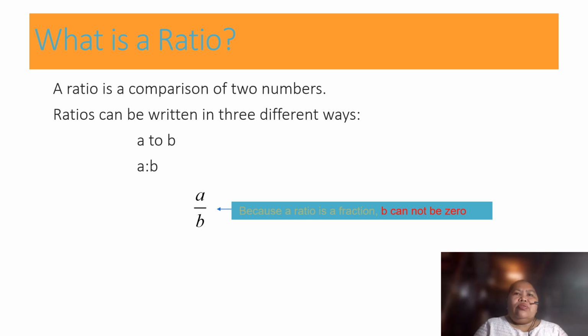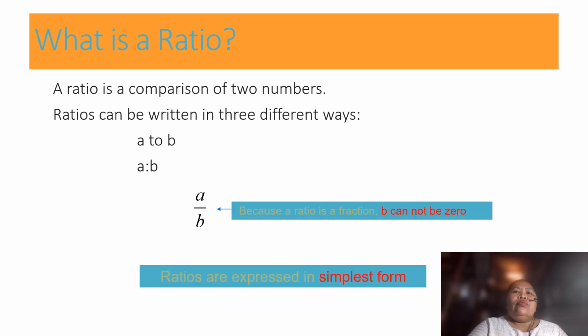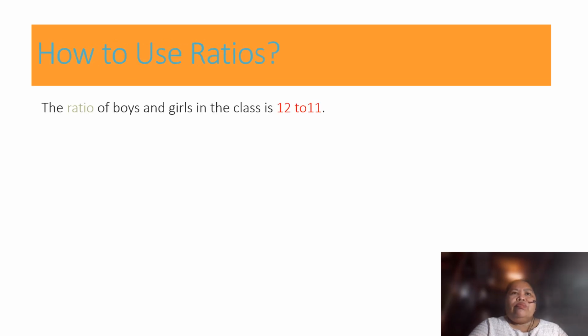What is a ratio? A ratio is a comparison of two numbers. Ratios can be written in three different ways: A to B, A is to B, or in fraction form, A over B. Because a ratio is a fraction, B cannot be zero. Ratios are expressed in simplest form.